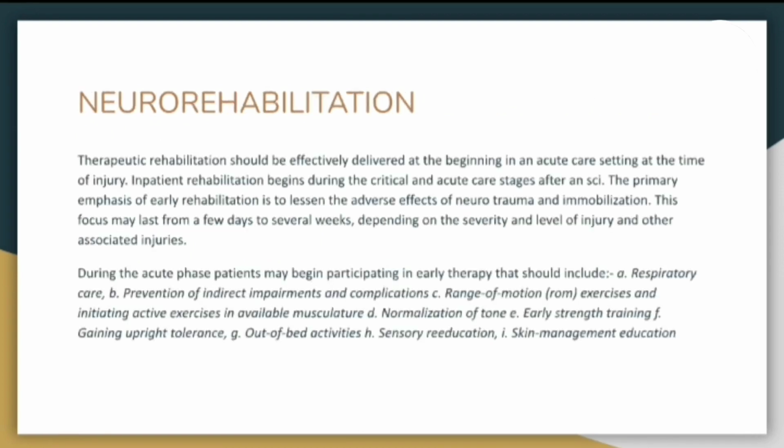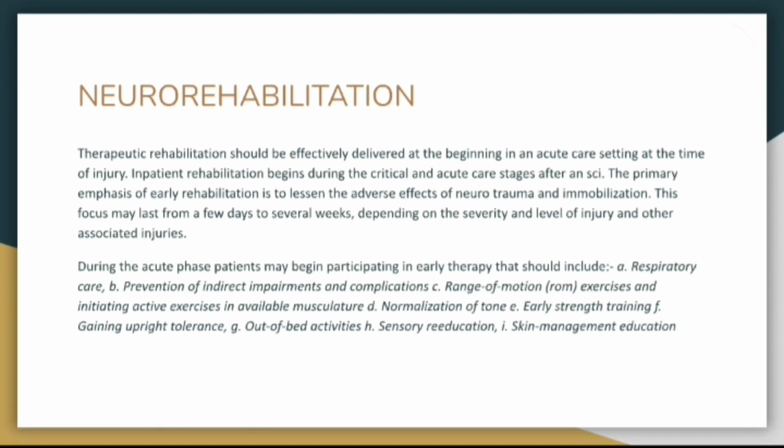Therapeutic rehabilitation should be effectively delivered at the beginning in an acute care setting at the time of injury. Neuro-rehabilitation. Inpatient rehabilitation begins during the critical and acute care stages after a spinal cord injury. The primary emphasis of early rehabilitation is to lessen the adverse effects of neurotrauma and immobilization. This focus may last from a few days to several weeks, depending on the severity and level of injury and other associated injuries.